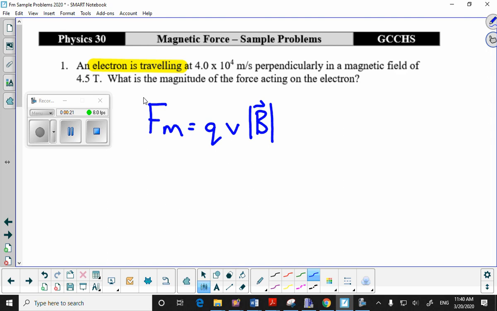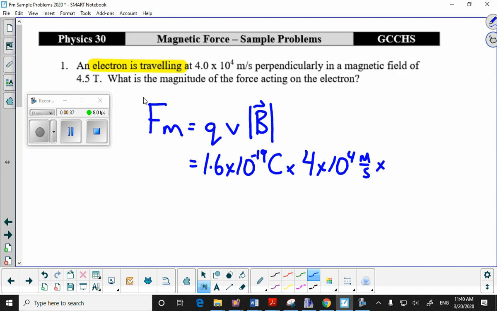So that's pretty straightforward for this question, as the charge of an electron is 1.6 times 10 to the minus 19 coulombs, times the speed in this case, which is simply 4 times 10 to the 4 meters per second. And then times the magnetic field intensity here, which is given as 4.5 Tesla.